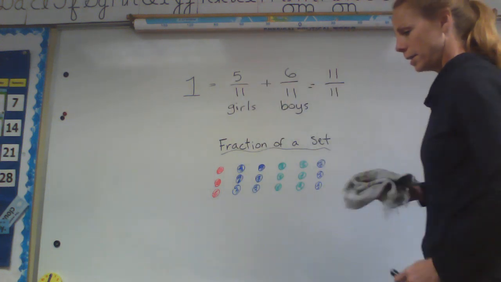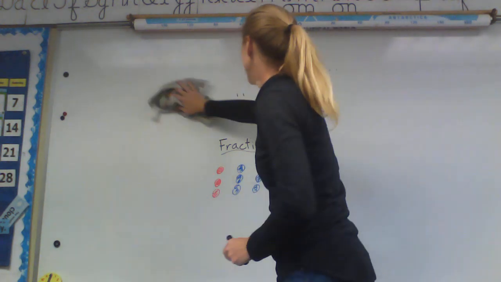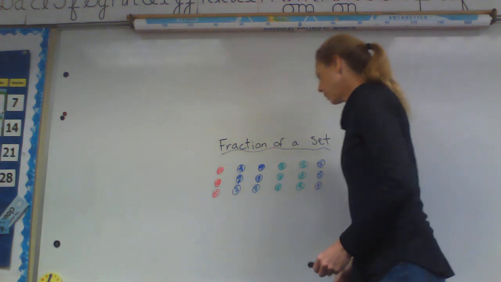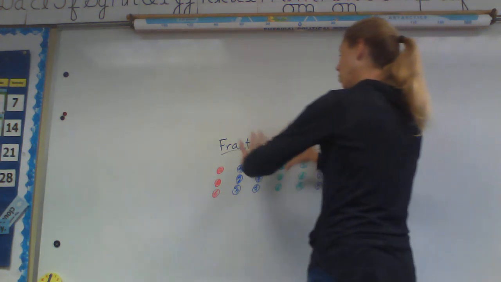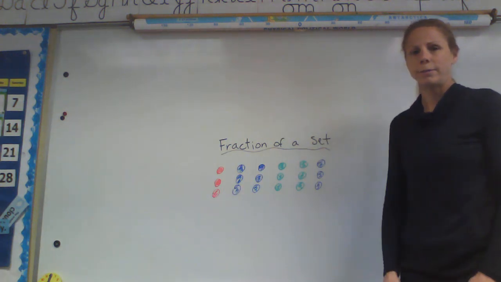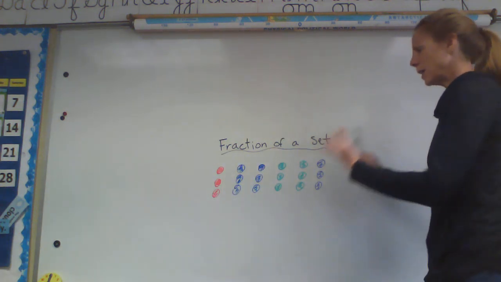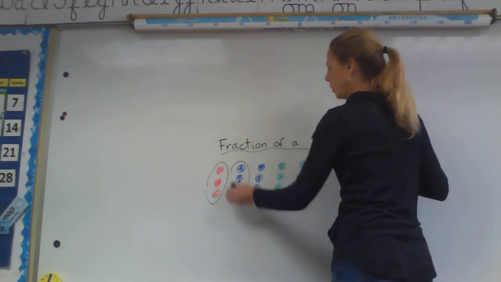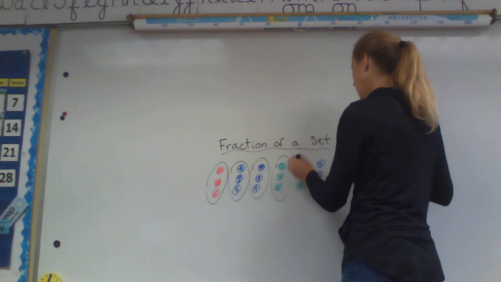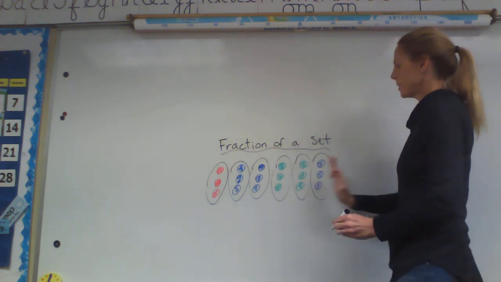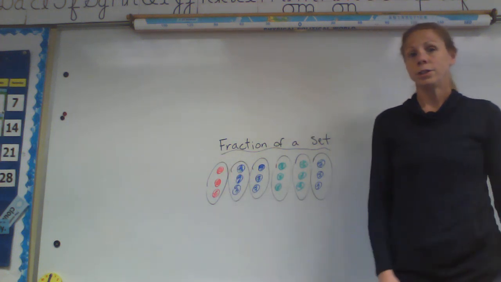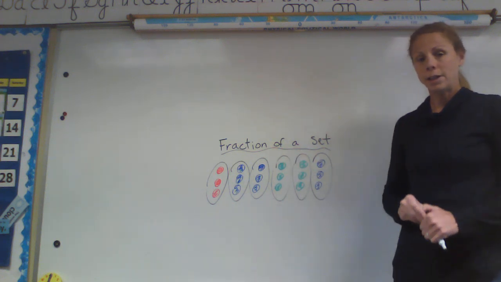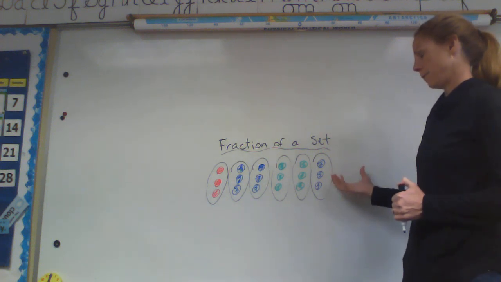It is a fraction of a set. So I have an example here. This is like my whole group of circles. But there's a lot of equal sets in the circles. Equal, equal, equal, equal, all these equal sets or parts to our whole group of circles. Because they're equal, we can do this a little bit differently.